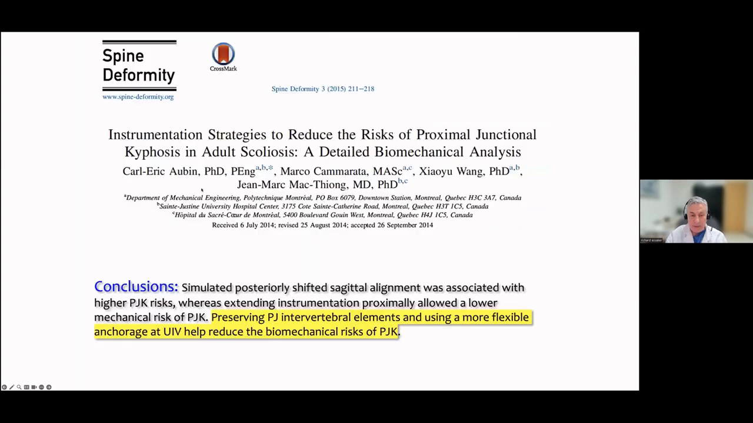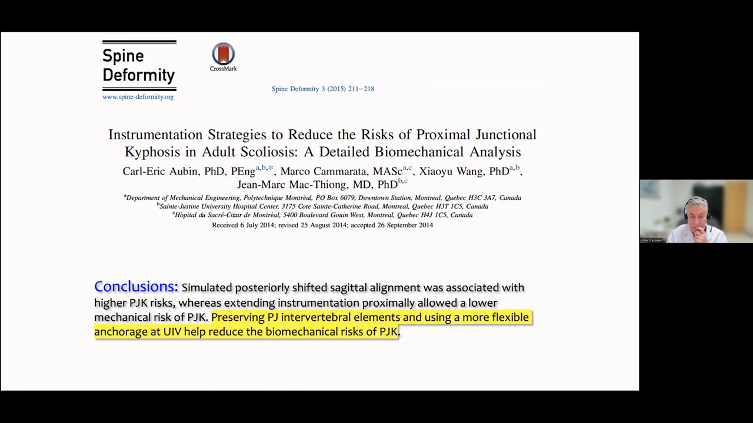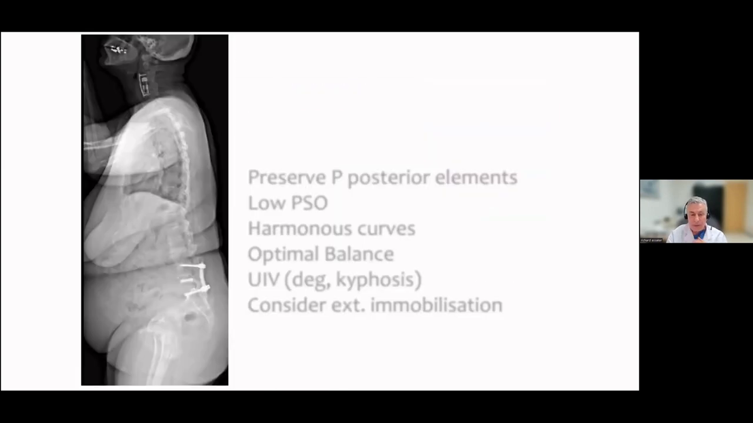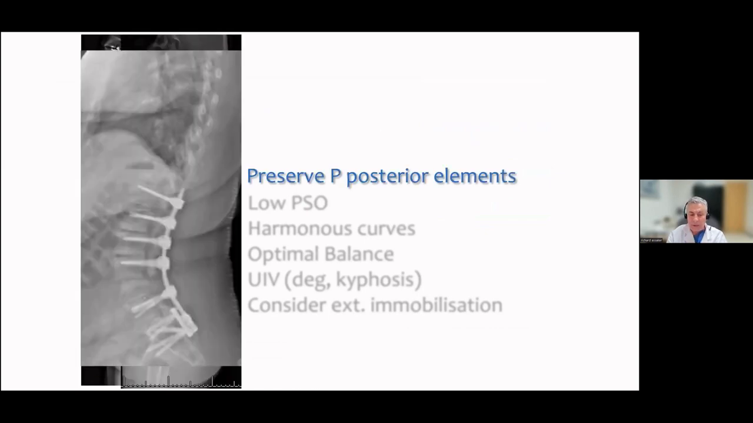Sorry. Is it open? Is it hybrid? To the rigidity of the construct, going to the sacrum, damaging the posterior element at the upper or at the proximal or the distal junction. So what we do usually is we try to preserve the posterior element at the apical, at the cranial and the caudal part of the instrumentation, do the PSO as low as possible, try to distribute the lordosis, get the optimal balance in one shot, and decide where to stop.